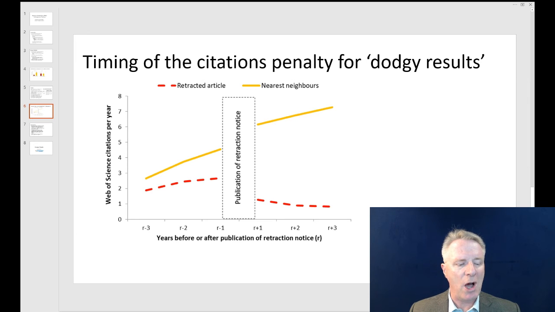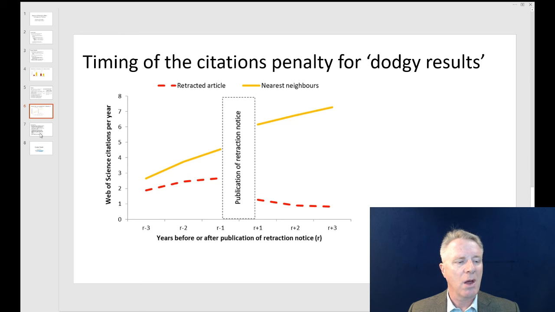Now, in terms of the timing of when this gap opens up, a small gap was starting to emerge before the retraction notice was published. We don't know when the retraction notices were first available, whether they were available online before being published or not. But the vast majority of the gap between the time path of citations for the retracted articles and the time path of citations for the nearest neighbor control group articles occurs after the retraction. This difference in difference analysis enables us to attribute the gap in citations to the impact of the retraction itself rather than some pre-existing differences.